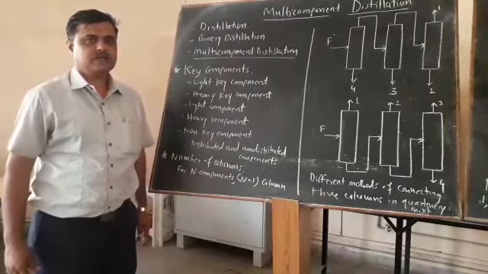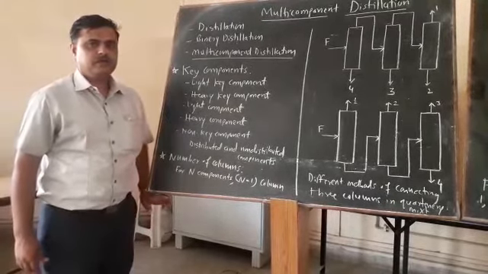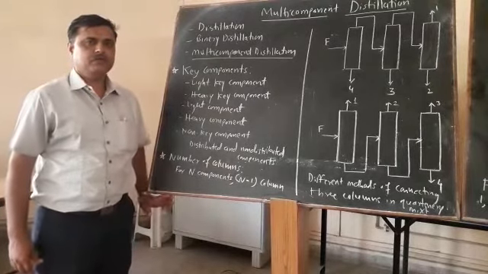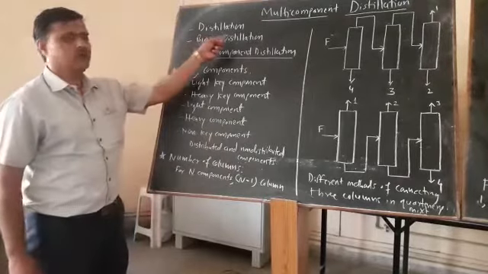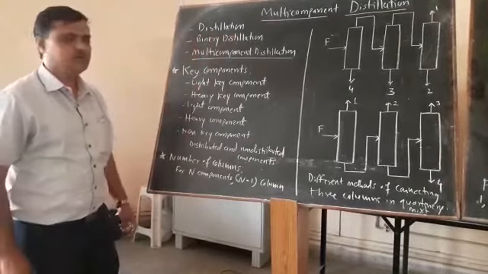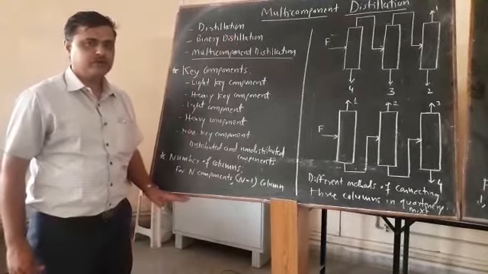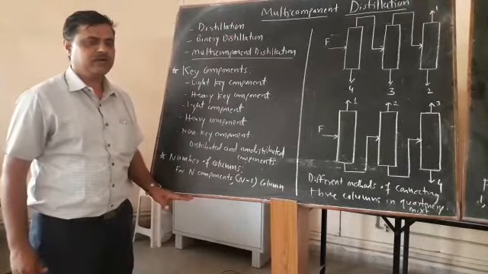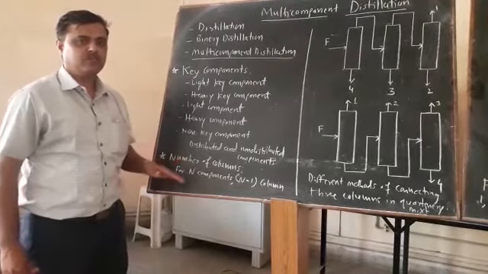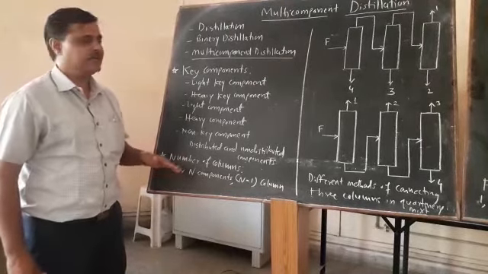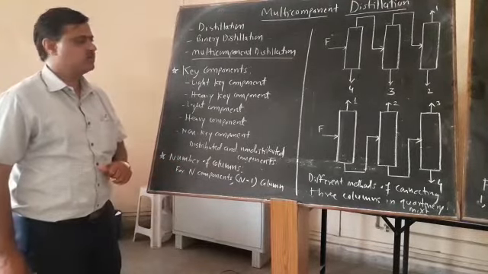We are discussing multi-component distillation. First of all, we know about distillation. Distillation is the process of separating the components of a liquid mixture depending upon the boiling points. The low boiling point component, which we call the highly volatile component, is obtained at the top, and the high boiling point component, which is less volatile, is obtained at the bottom, or it is called the residue or the bottom product.